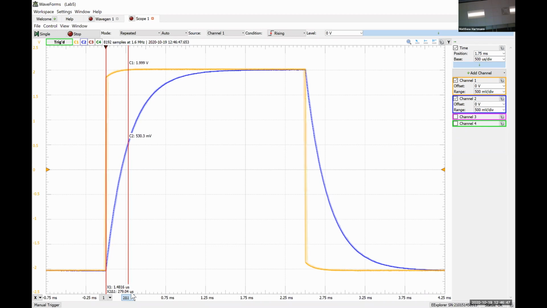So if I have my cursor set to where my channel 2 voltage is roughly 530 millivolts, then that means that X2 delta 1 is an analytical measure of what our time constant is for this circuit. We know exactly what our value should be at the time constant, and so we figured that out, okay? So our time constant is then, like I said, 279.04 microseconds. So now it's time for you guys to do some math and figure out what value of C we must have.